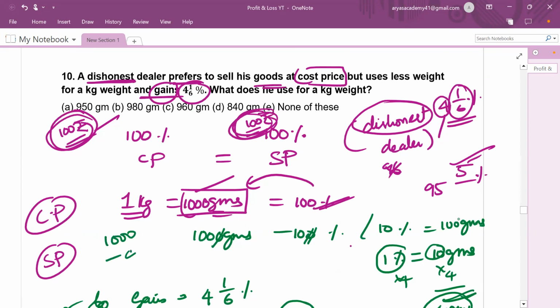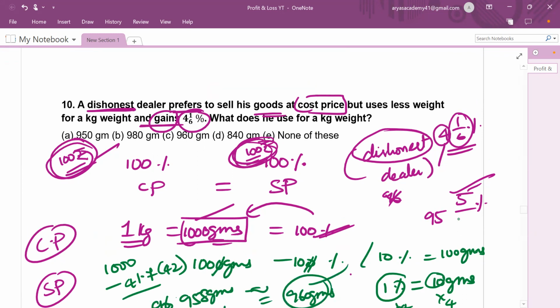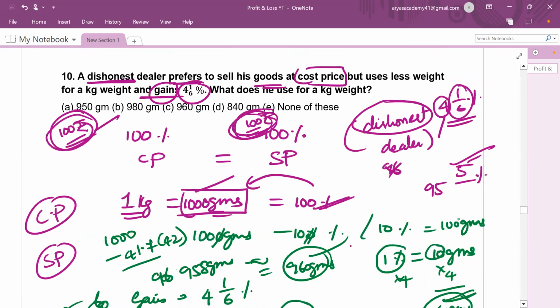So out of 1000, if you remove 41.7 or round it off, okay, 42, it has to be 958 grams or approximately it has to be 960 grams. Look at the question. What does he use for weight? You can consider 960 grams, but none of this is also there. So I'll go for none of this. Suppose if this is also given like 970 something, then I can choose the approximate value. But here none of this is there. Hence I have to go for the exact value.